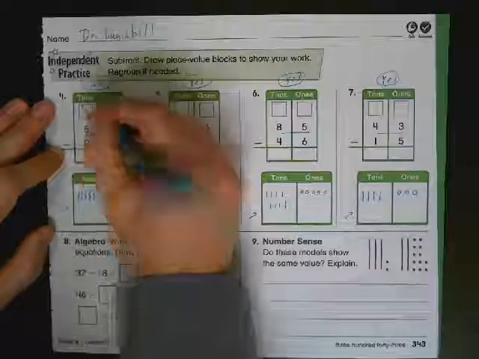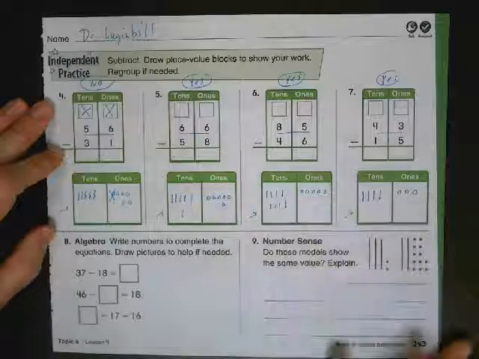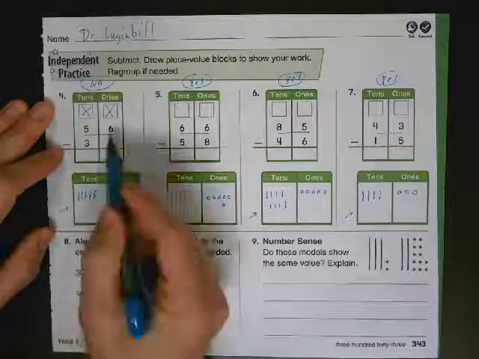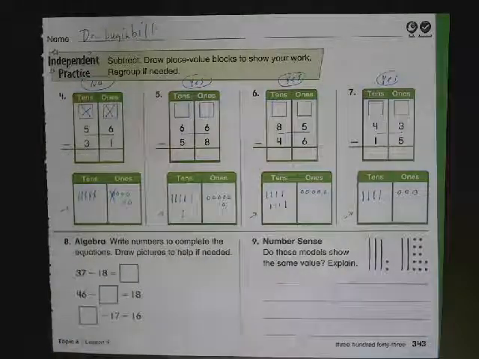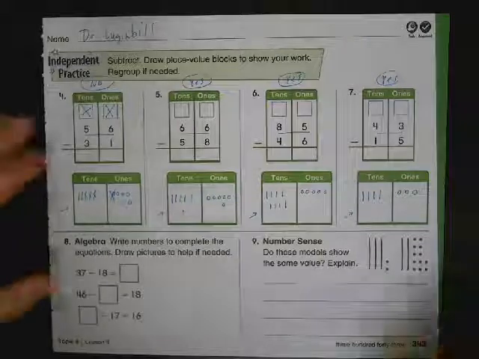I do not need to regroup on this one. Go ahead and write the answers in. Count the 10s, count the 1s, or subtract 6 minus 1 and 5 minus 3 and write it in. So that one's done.